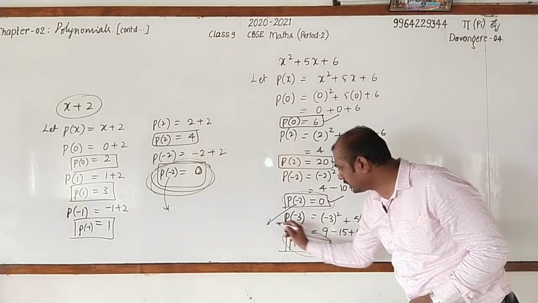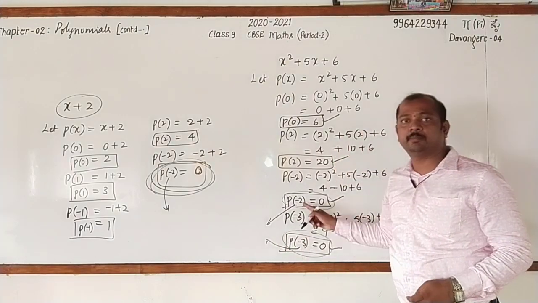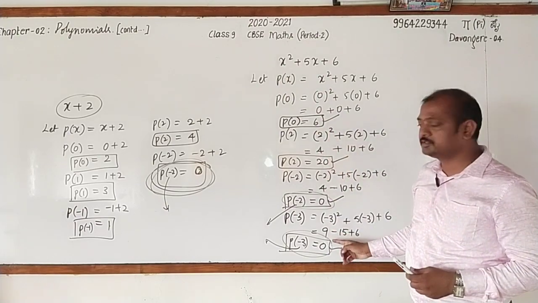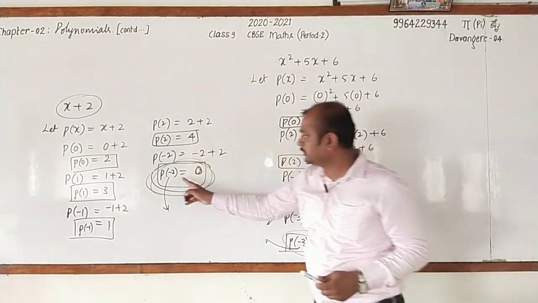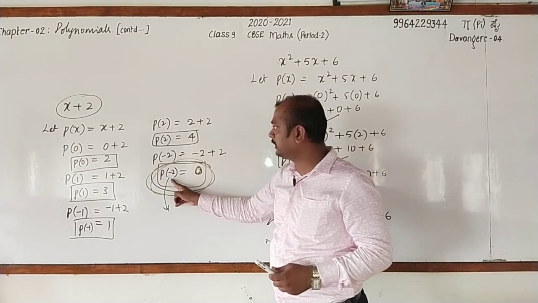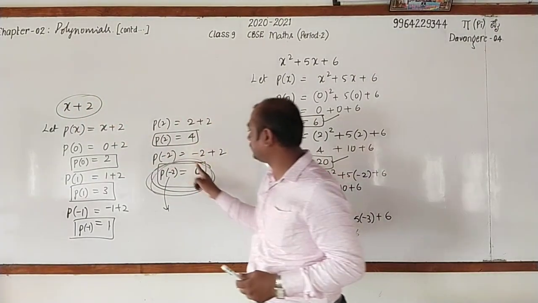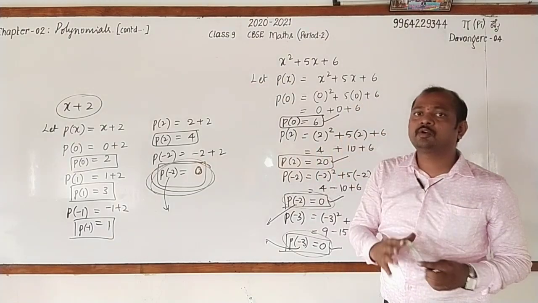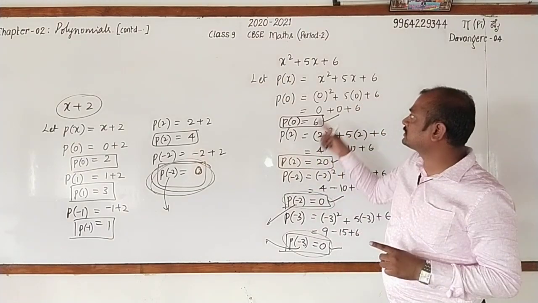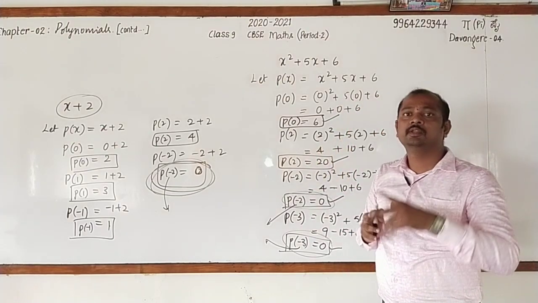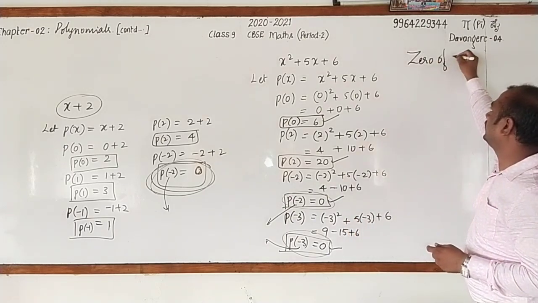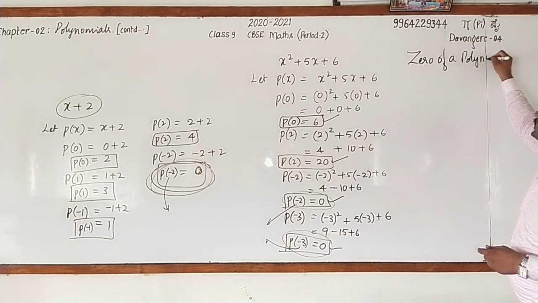And these are the values of variables which make the value of polynomial 0. Here, this is the value of the variable which makes the value of the polynomial as 0. Do you know what we call the value of the variable which makes the value of polynomial as 0? Yes, it is called zero of a polynomial. I hope that you have understood.